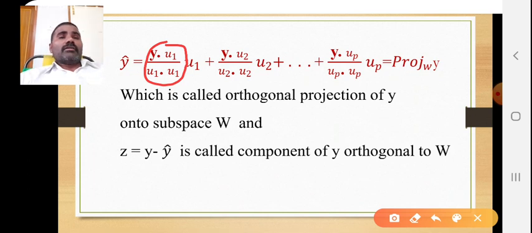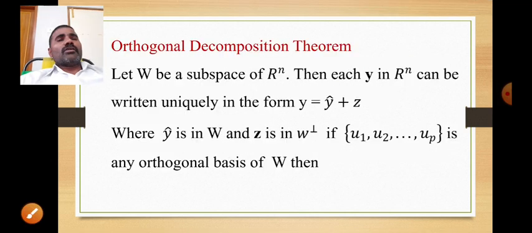But here, y cap is spanned by u1, u2, up. That's why y cap can be written as a1 into u1, plus a2 into u2, plus up to an into up. Each weight is given by a1 equals y dot u1 by u1 dot u1, a2 equals y dot u2 by u2 dot u2, up to y dot up by up dot up, into up. This is called the orthogonal projection of y onto W. This is the orthogonal decomposition of a vector in Rn. That is known as orthogonal decomposition.